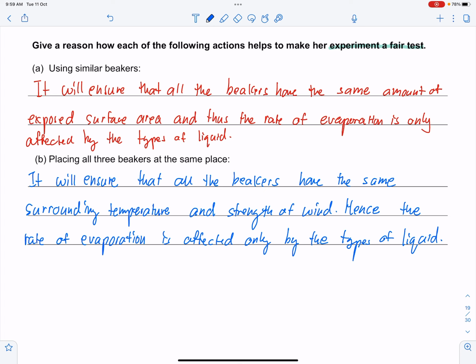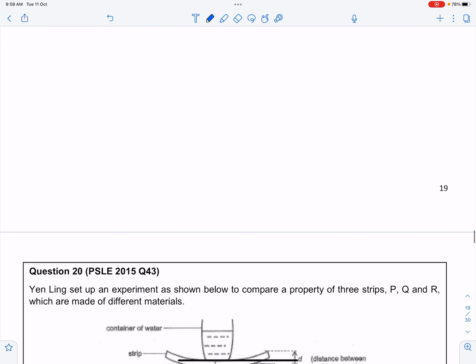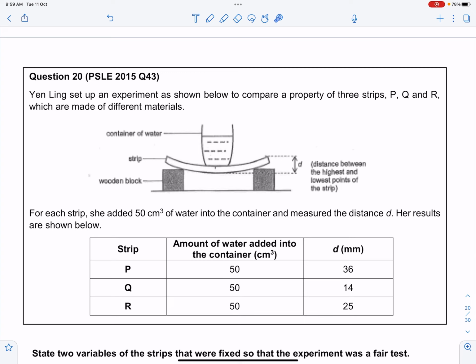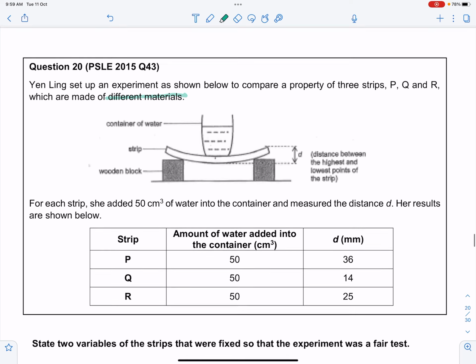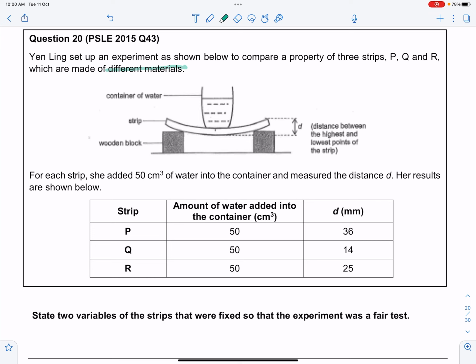Now, moving on to the next question. Yan Ling set up an experiment as shown below to compare a property of three strips P, Q, R, which are made up of different materials. So right off the top, we already know that the change variable is the type of materials. For each strip, she added 50 cm³ of water to the container and measured distance d. Her results are shown below. So this would be her CV and this would be her MV.